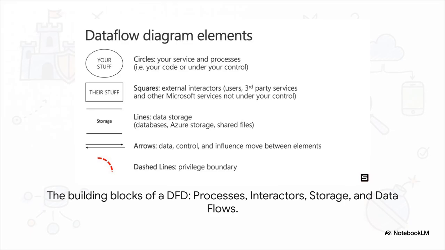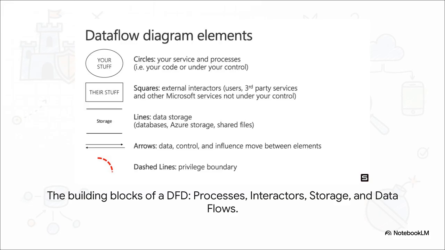Okay, this is really important. You'll probably need to know this for your exam. Every data flow diagram is built from 5 essential elements. The circles represent processes. That's your code, the stuff you control. The squares are external interactors. That's other people's stuff, like users or third-party APIs. The 2 parallel lines represent data storage, like a database. The arrows, of course, show the data flows.